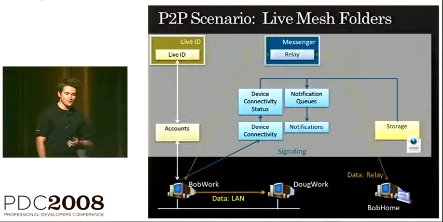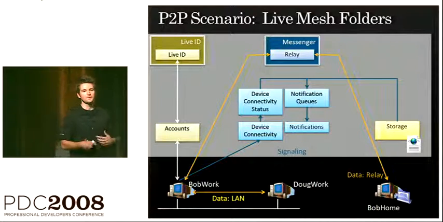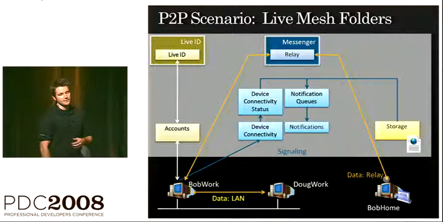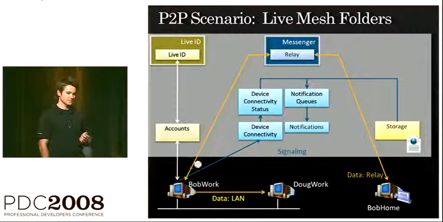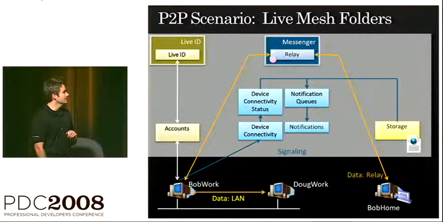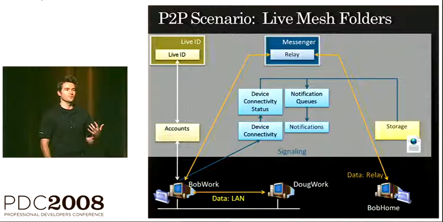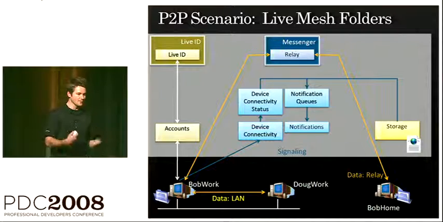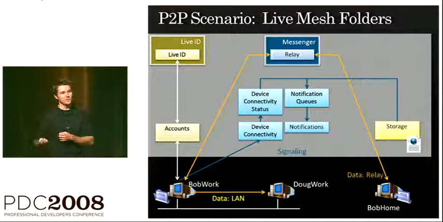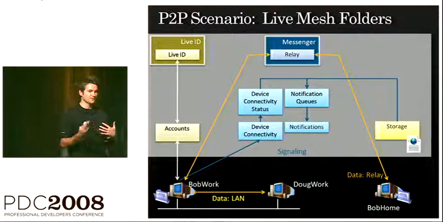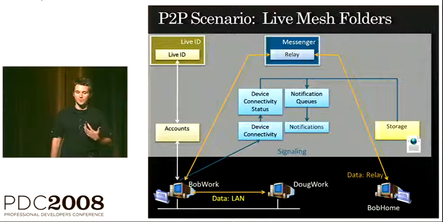So in this case, we'll fall back to the messenger relay. Bob's work machine and Bob's home machine will rendezvous in the cloud over that relay. And then data will start to transfer over that relay to Bob's work machine. So we see data flowing there as red dots. And it lands on Bob's work machine, and there's my live folder. So if you've wondered, how does this live folder thing work? How does it know when I'm off my corporate network and when I'm on my corporate network? How does that data actually get from one place to another? This is an example of how we use the P2P infrastructure to enable that scenario.